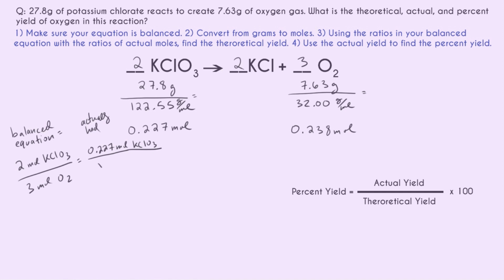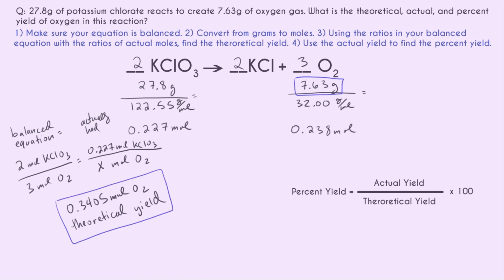And so now let's solve algebraically for a question mark number of moles of O2. So this is, in a perfect world, how much O2 we would have made. So just going ahead and solving algebraically for X, we get 0.3405 mole O2. This is the theoretical yield. And so our actual yield, remember, that has to be given to you. Our actual yield is just what we started out with over here. It's 7.63 grams.